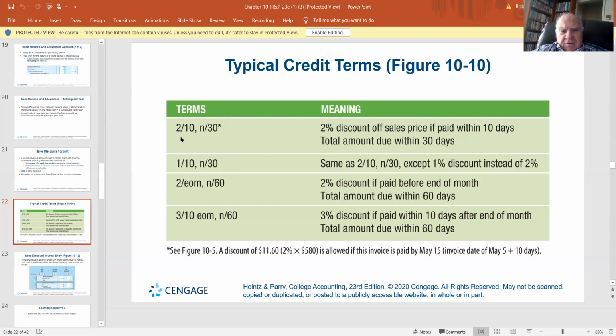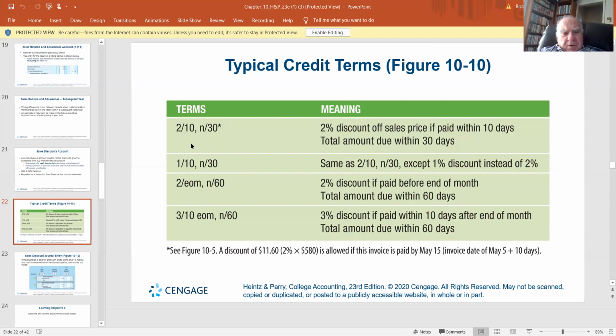And it's expressed as follows: 2/10 net 30. See that? 2/10 net 30. This means you get a 2% discount if you pay in 10 days. Otherwise, you pay the net or full amount in 30 days. So let's understand that. 2/10 net 30. 2% discount we will give you if you pay the bill within 10 days. If you don't pay in 10 days, after that, you have to pay the whole bill in 30 days. 2% discount off sales price if paid within 10 days, total amount due within 30 days.